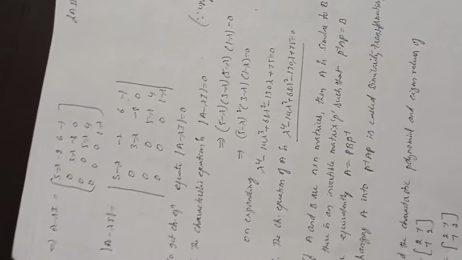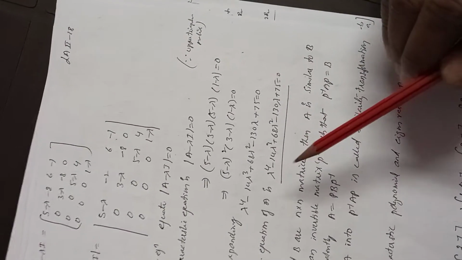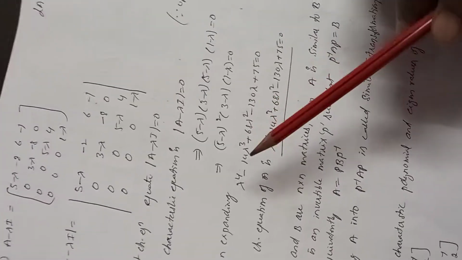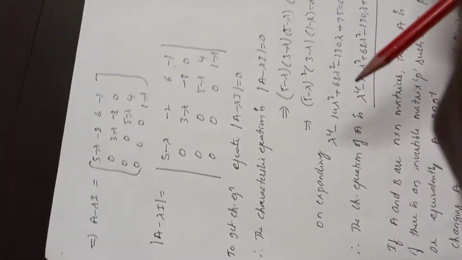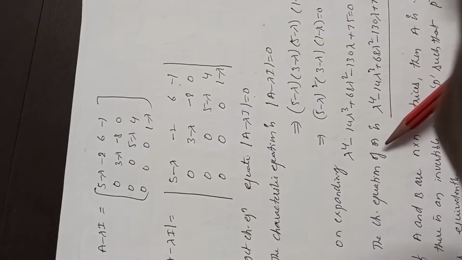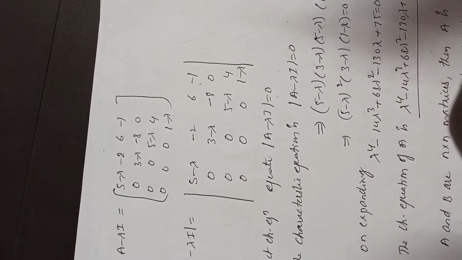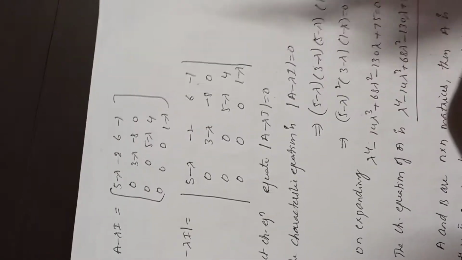If it is a matrix of order 4 by 4, then you will get 4 values for lambda. If you solve this one, you will get the 4 values. Here it is lambda power 4. See, the order of the matrix is equal to the degree of the characteristic equation. Here the given matrix is of order 4, therefore the degree of the characteristic equation is also 4, and you will get 4 characteristic roots, or you can say 4 eigenvalues.